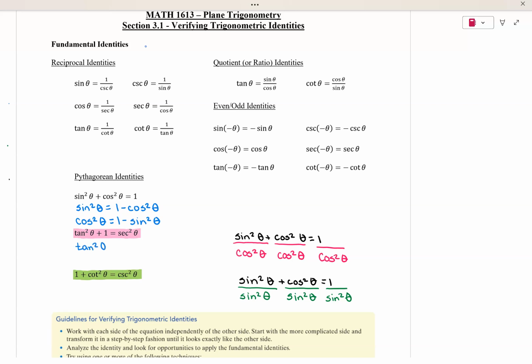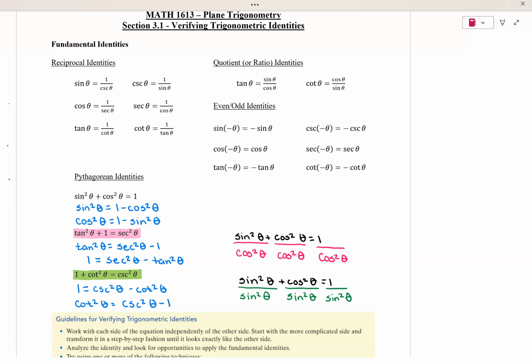So tan squared would equal secant squared minus 1. I could also say 1 equals secant squared minus tan squared. And for the last one, we already have cosecant squared equals 1 plus cotan squared, but let's rearrange them again. So 1 is equal to cosecant squared minus cotan squared, and cotan squared is equal to cosecant squared minus 1.